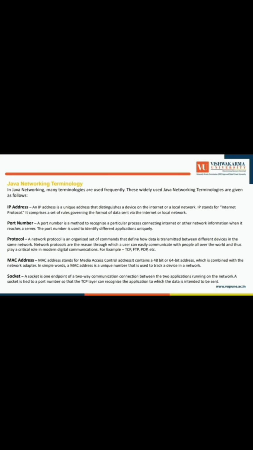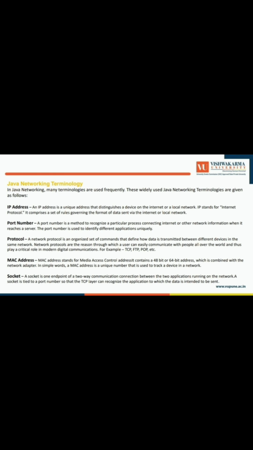Next point is Java networking terminology. In Java networking, many terminologies are used frequently. Following are some widely used Java networking terminologies. First is IP address. An IP address is a unique address that distinguishes a device on an internet or a local network. IP stands for Internet Protocol. It comprises a set of rules governing the format of data sent via the internet or a local network.